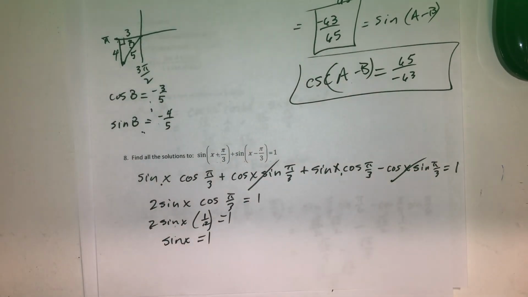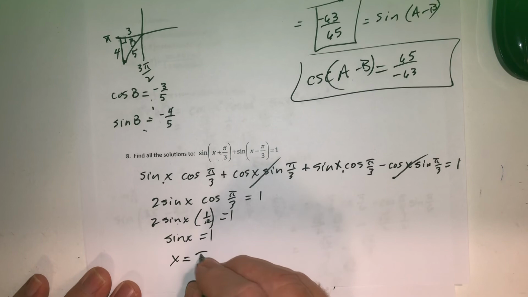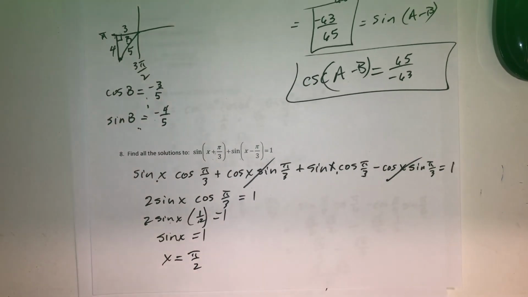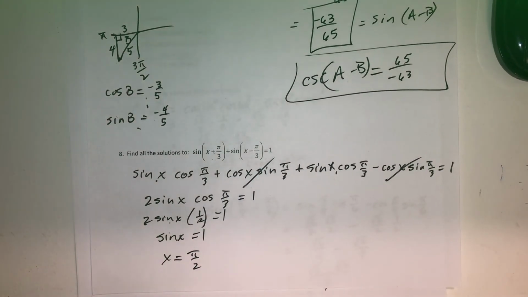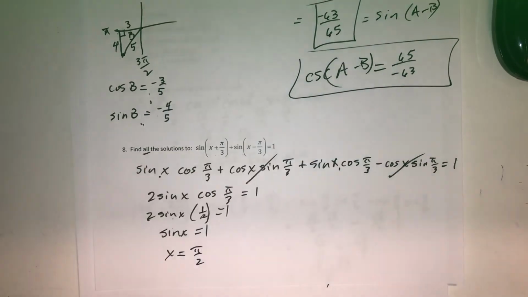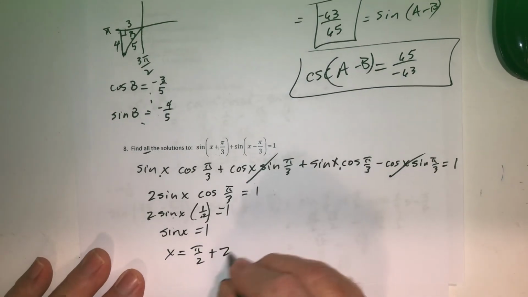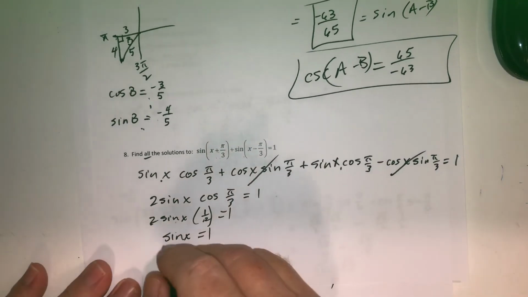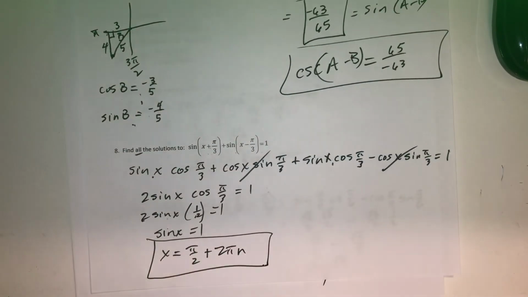Okay, and there's only one place on the unit circle for which the sine of x is equal to 1, and that's at pi over 2. All right, now did it want all of the solutions or just the ones from 0 to 2 pi? Well, the key word there is all. So what we have to do is add 2 pi n to that quantity, and that will give you all possible solutions for that equation.